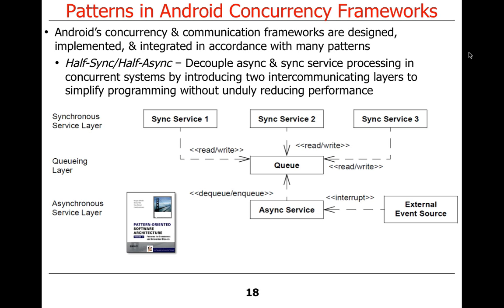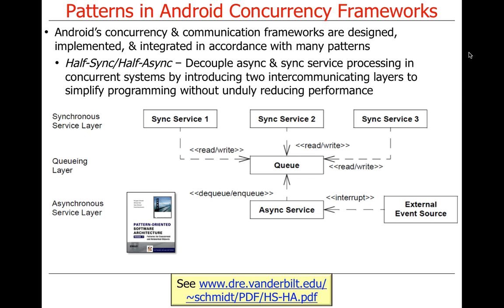I just want to give you the overview first. The last pattern is half sync, half async, which is one of the more interesting patterns that is in the POSA2 book. The purpose of this pattern is to decouple asynchronous and synchronous service processing in a concurrent system by having two intercommunicating layers, one of which processes things synchronously in multiple threads. That's the sync layer. And another processes things asynchronously in a single thread. That's the async layer. And then there's a queue that's used to mediate interactions between the layers.